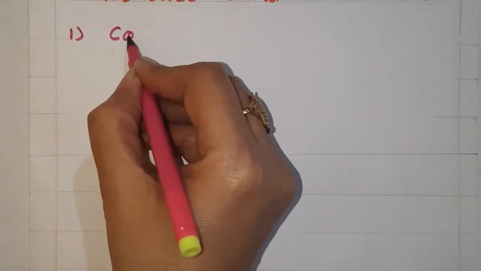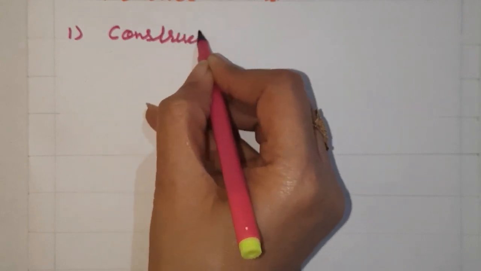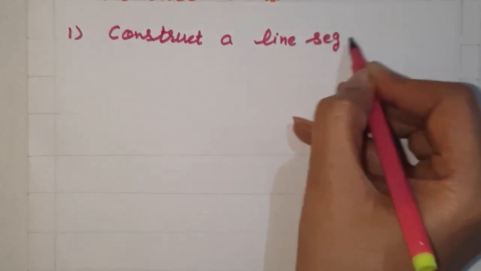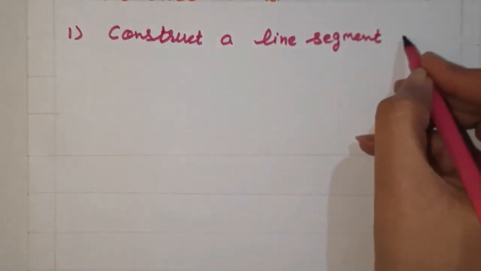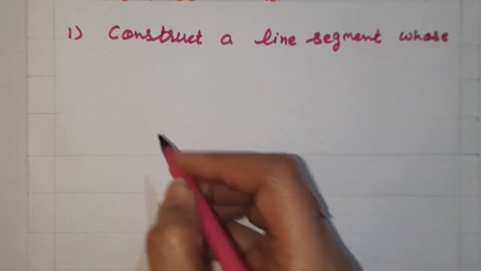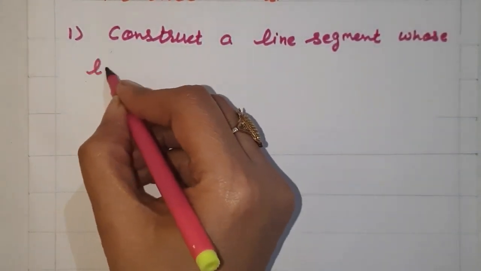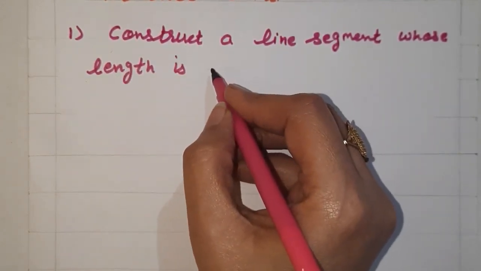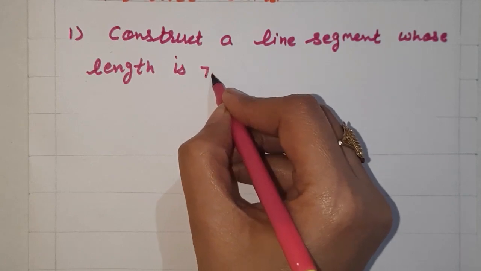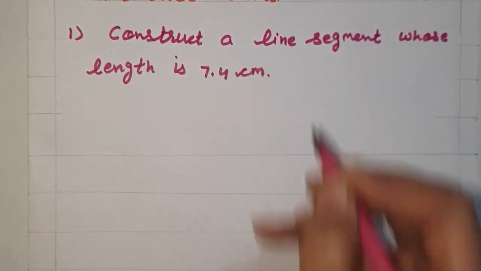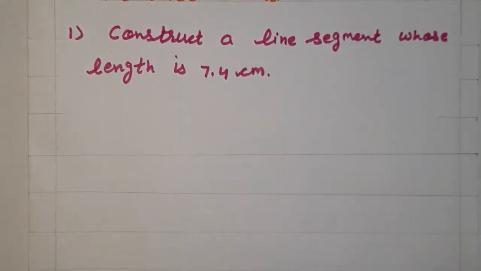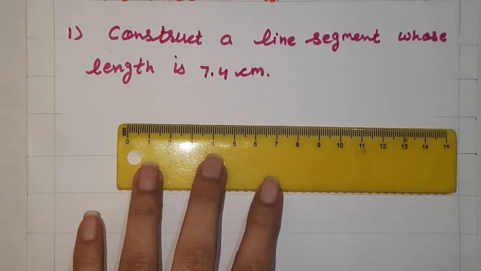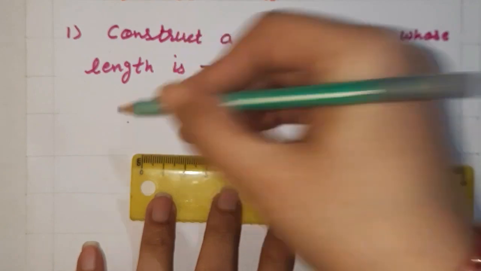Question number 1, construct a line segment whose length is 7.4 centimeter. Now how will we construct it? First of all, we will mark a point.